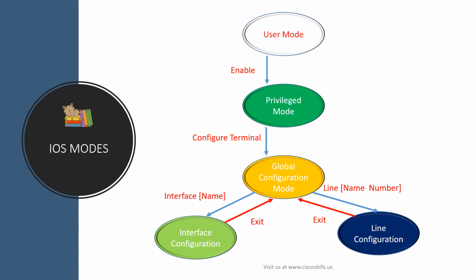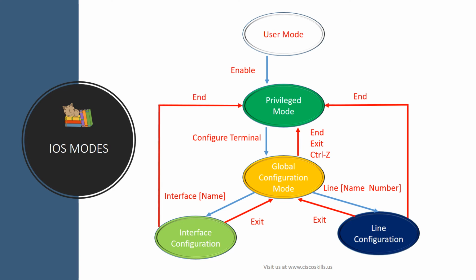From global configuration mode, if we want to get back to the privilege mode, we need to issue the command end, or exit, or even press Ctrl Z. It will bring us back to the privilege mode. At any mode like interface configuration, line configuration, or global configuration, we can enter the command end to get back to the privilege mode. From privilege mode, if we want to get back to the user mode, we need to issue the command disable.